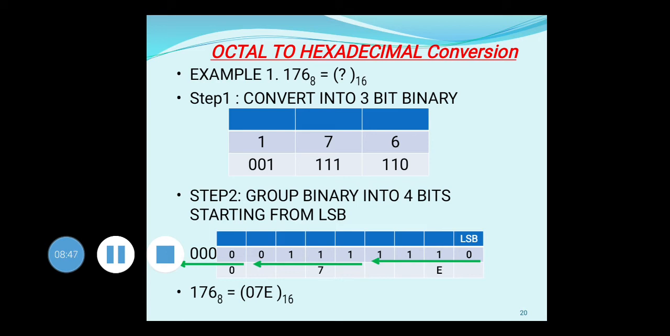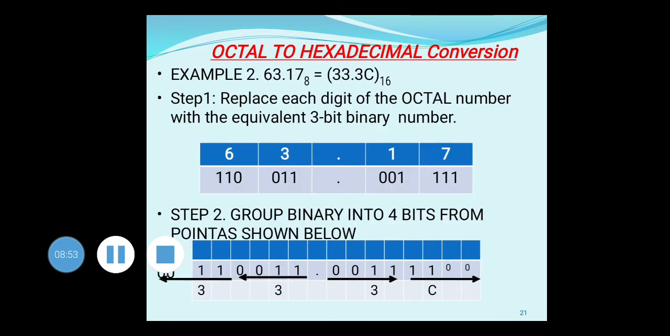I hope you have understood this octal to hexadecimal conversion. You will be able to understand in the next example. So your second example is taken. Now here the octal number given is 63.17, and we are going to convert it into a hexadecimal number.